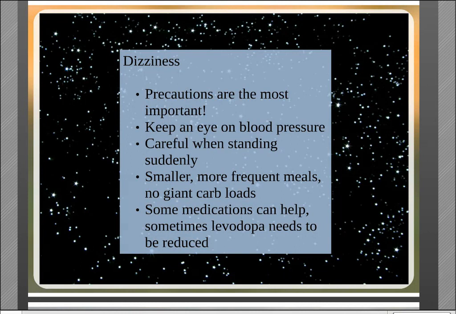Dizziness. This is a common symptom as well. We need to be careful with blood pressure in Parkinson's. Sometimes medications we use can make the problem worse, and sometimes not.